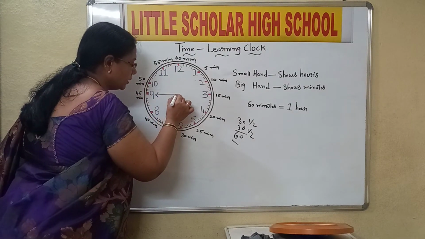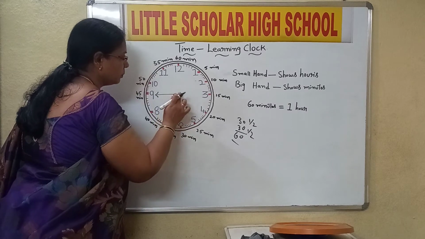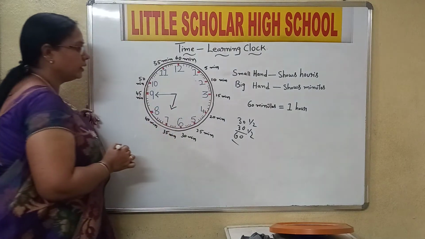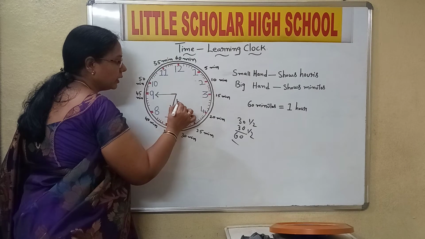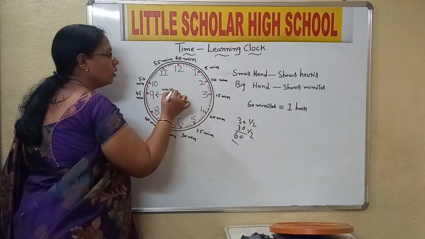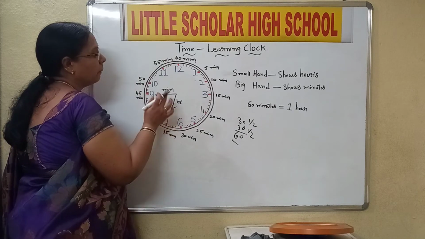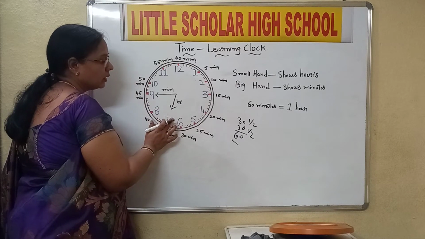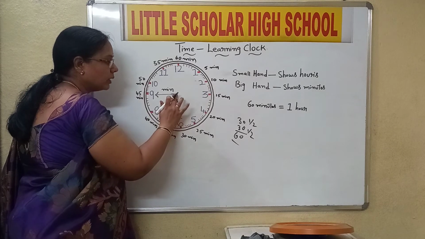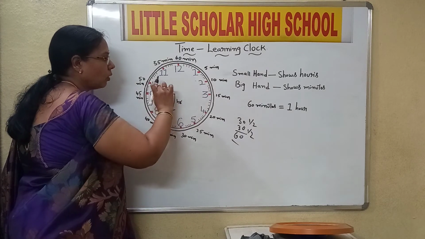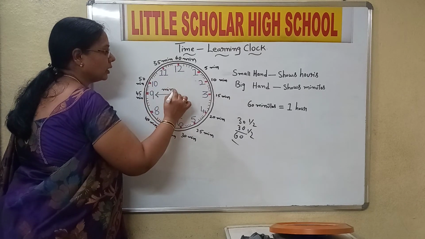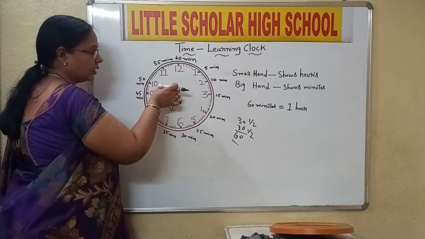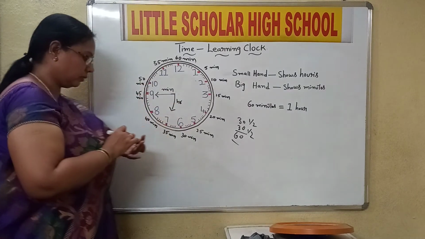Okay. For example, this is the big needle and this is the small needle. The small hand is hours, big hand is minutes, or we can say small needle is hours, big needle is minutes. So, what is the time now? It is 6:45. Okay, quarter. So still this needle has to come here. Then only it will be 7. So what is the time still left? 15 minutes. So 6:45. Let me show you.